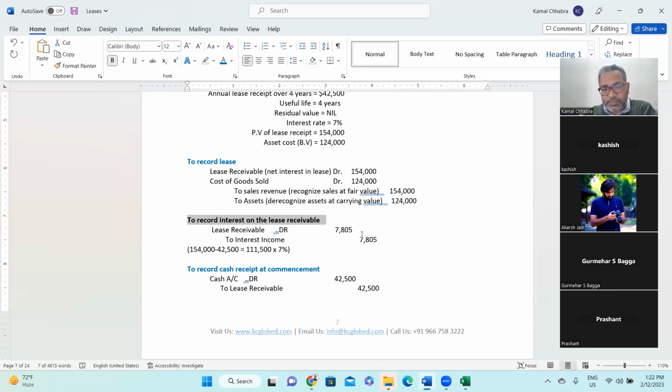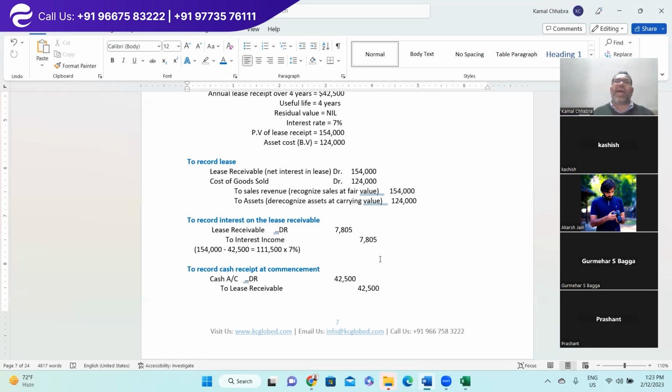Make sense? Any doubt here? And then the last one is the cash account; we'll keep on decreasing the receivable every year. Next year we'll decrease another 42,500 from 111,500. So first you need to add interest into the receivable, then reduce the collection.